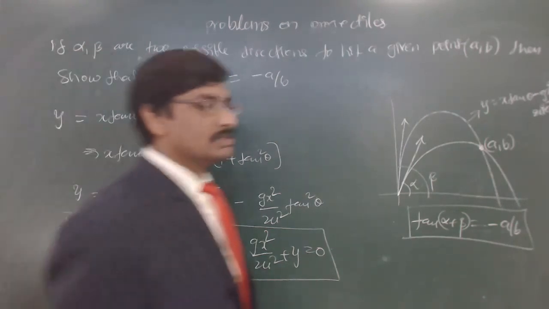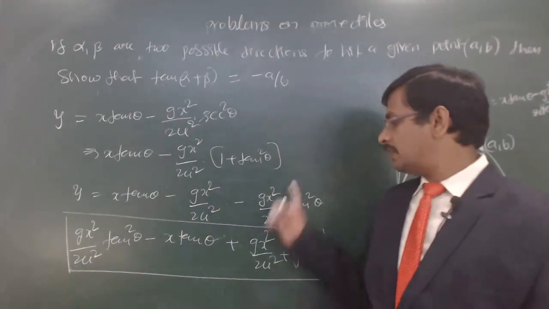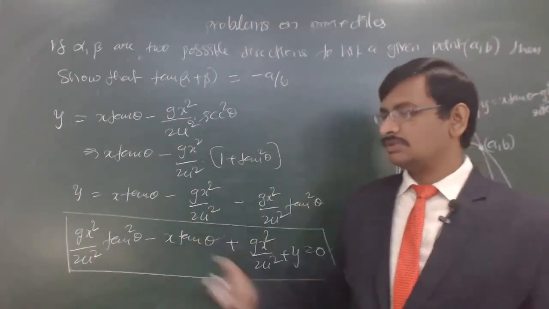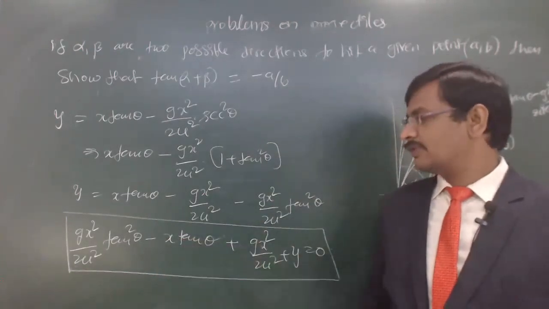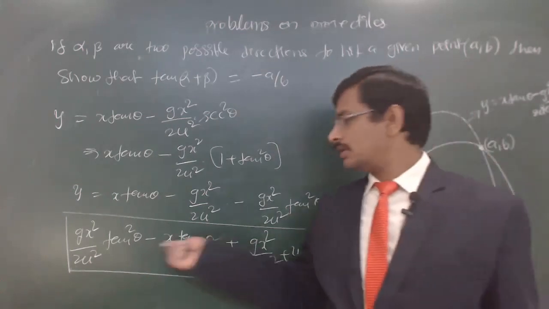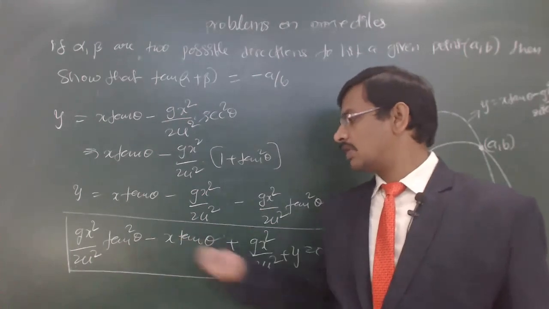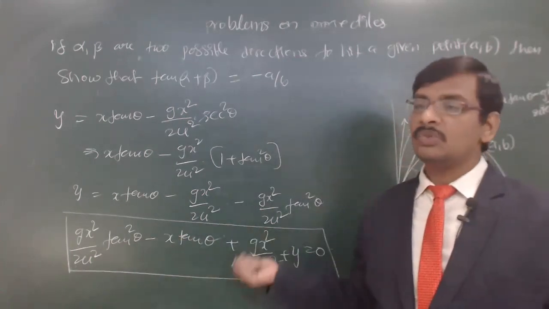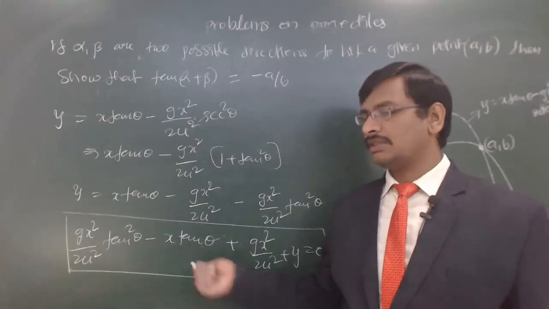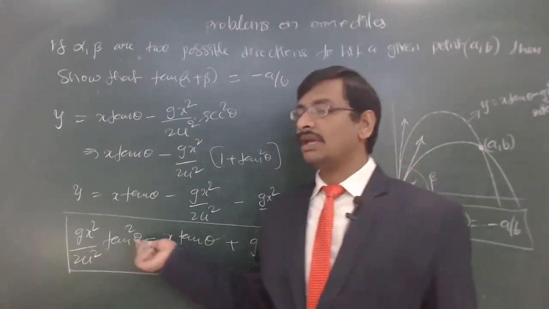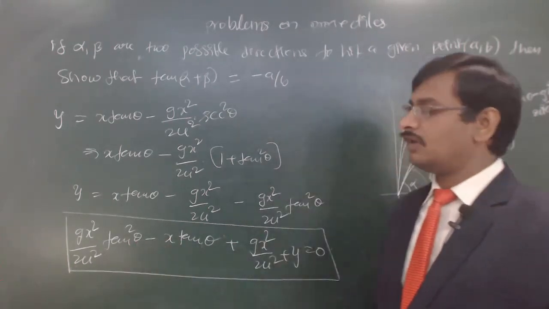The only thing we changed is that cos square theta, we have now made in terms of tan square theta. That is the only difference. But if you carefully notice, this is a quadratic equation in terms of tan theta. Hence, there are two possible angles for this tan theta. That means tan theta can have two different angles, alpha and beta.